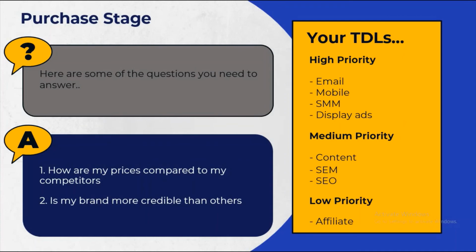So what are the to-do list in this purchase stage? The first is email. You need to send more emails. You need to do more mobile apps, SMS, and all of those stuff. You need to do social media marketing. You need to do more display ads. You need to do more content. You need to do SEM. You need to do more SEO, and of course, you need to do affiliate marketing if you can.